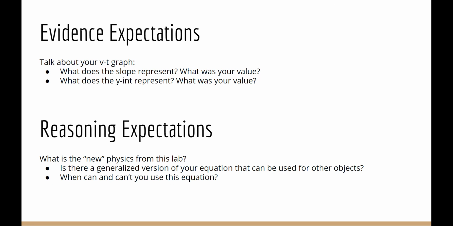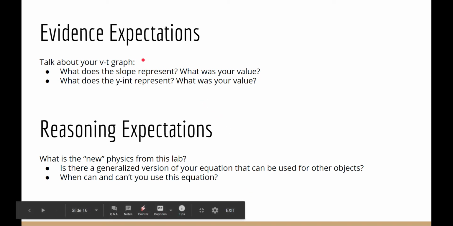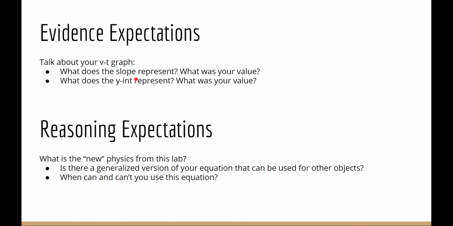For the evidence, you want to talk about your velocity time graph here. Remember, in the claim, you're saying what is that relationship, and now you want to say, here's my evidence for that relationship. So talk about the shape of the graph. Then we want to say, what does the slope represent on your velocity time graph? What was your value for that slope? What does the y-intercept represent? What was your value for that y-intercept?